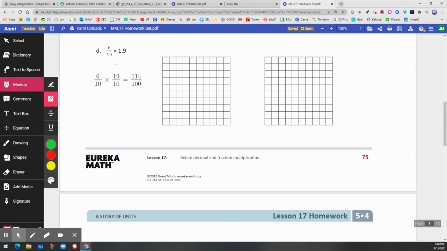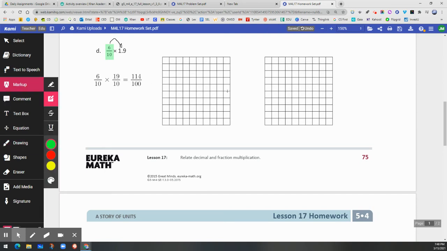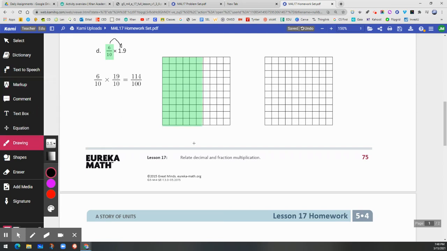So here we go. We're going to start with 6/10. We're going to show 6/10 on each of them, remember? Because the 6/10 multiplies the 1. I'm going to show it to you right now. So here is 6/10. This is the 1. So there's going to be 1/10, 2/10, 3/10, 4, 5, 6/10. There you go. So that is 6/10, and I'm going to label it as such.